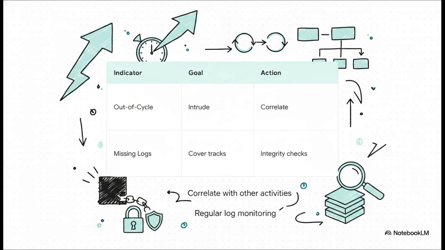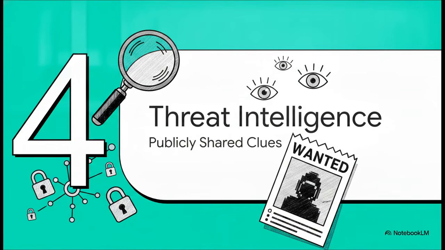Now, what's really interesting about this slide is how our response to these log anomalies comes down to a really simple threat matrix. When an attacker's goal is to intrude outside normal hours, your action as a detective is to correlate that with other activities. But if their goal is to cover their tracks by deleting logs, your action requires strict integrity checks and regular monitoring. You have to make sure those logs are tamper-proof so you can actually detect and respond to that kind of manipulation.